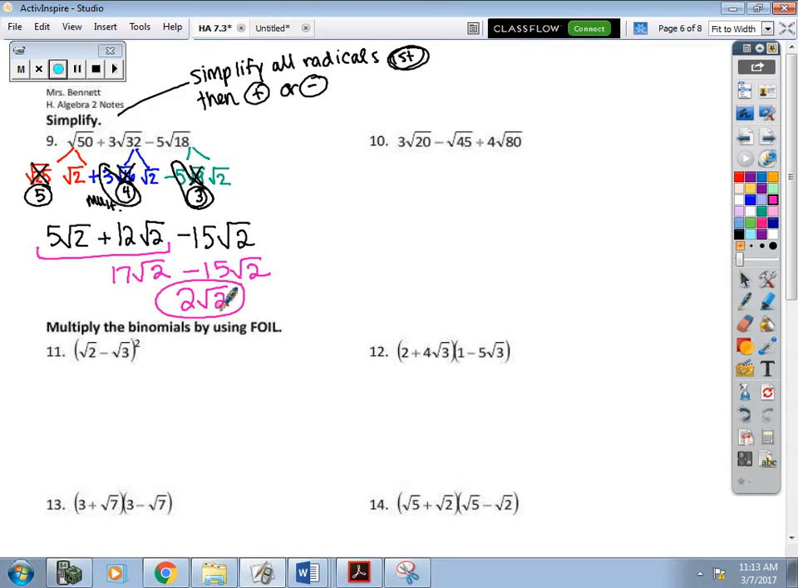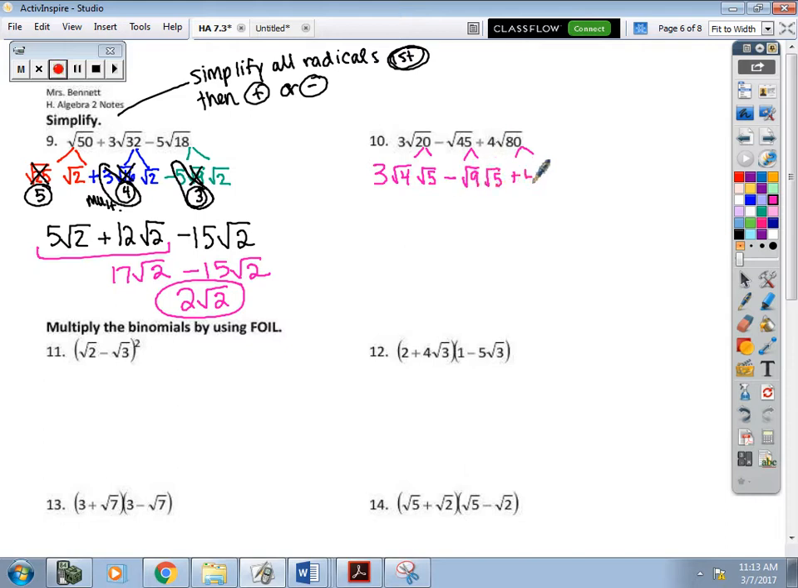Okay, the next one we're going to do the same thing. We're going to break up our square roots if possible. So 20 will go into 4 and 5. What would 45 go into? 9 and 5.